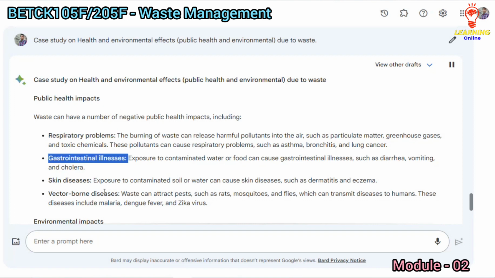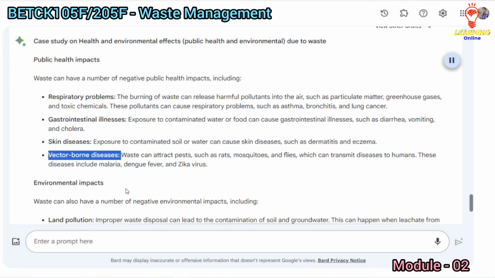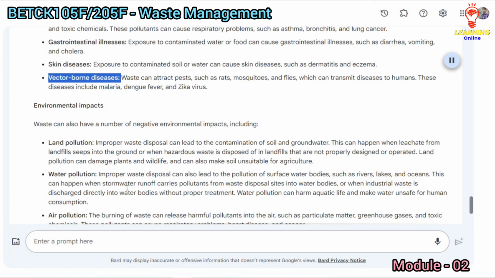Gastrointestinal illnesses. Exposure to contaminated water or food can cause gastrointestinal illnesses, such as diarrhea, vomiting, and cholera. Skin diseases. Exposure to contaminated soil or water can cause skin diseases, such as dermatitis and eczema. Vector-borne diseases. Waste can attract pests, such as rats, mosquitoes, and flies, which can transmit diseases to humans. These diseases include malaria, dengue fever, and Zika virus.